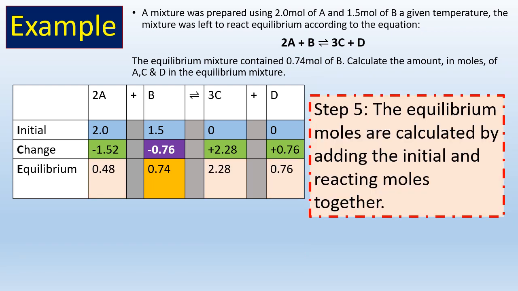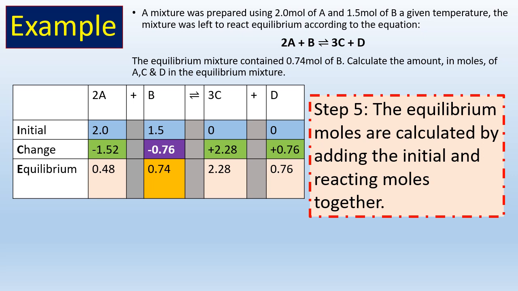So with that we can work out what moles were present at equilibrium. For C and D, that's nice and straightforward: 0 plus those values gives those values on the bottom row. And for A, we just do 2 minus 1.52, and we're left with 0.48.